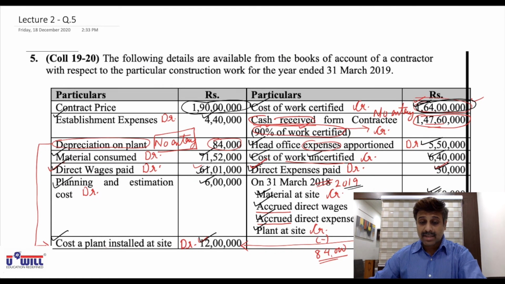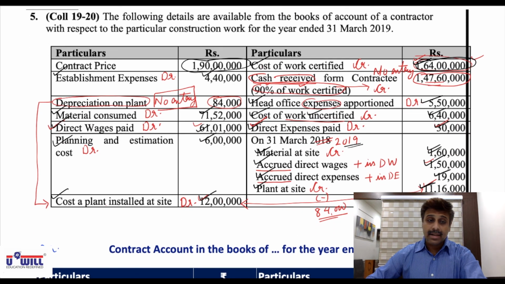Cash received upon work certified, if we go by the formula, then obviously you get this amount. If you go by the formula, then you get 1 crore 47 lakh 60,000 divided by 1 crore 64 lakhs, right? But here it is given cash received is 90% of work certified. Clearly given 90% of work certified. So it means if work certified is 100, cash received is 90.